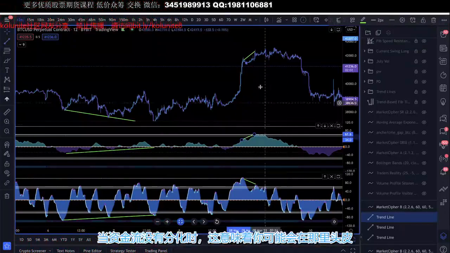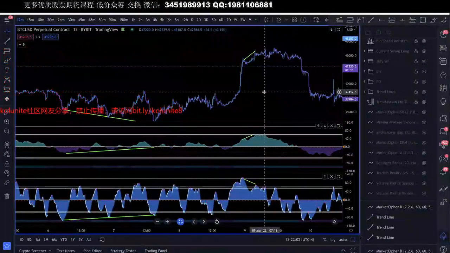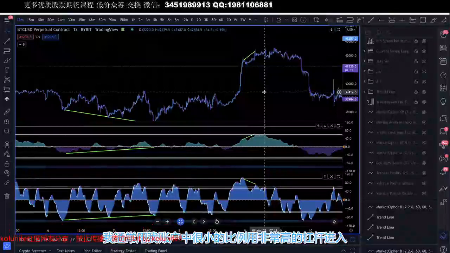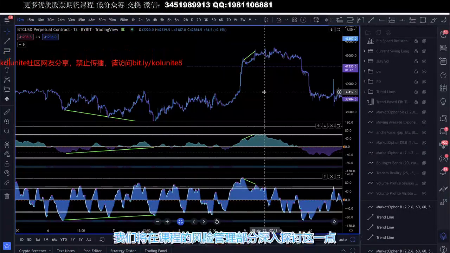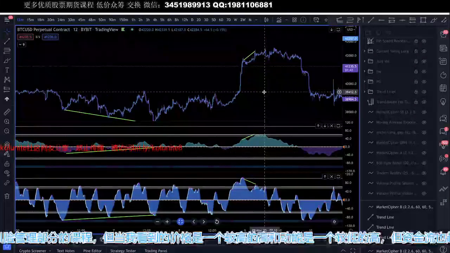When money flow is not diverging, this means you could probably take a scalp there, but don't expect it to be a massive move. And so when I see something like that, I usually enter with very high leverage with a very small percentage of my account. We get into this more in the risk management section of the course.